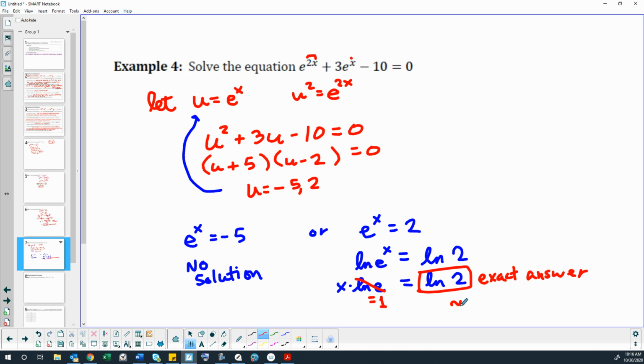And then again, if you want to approximate that, that's an easy calculator keystroke, which obtains the answer. It's not negative, I don't know why I wrote that. 0.0693, I don't know how many decimal places we want to list, at least 2 or 3.